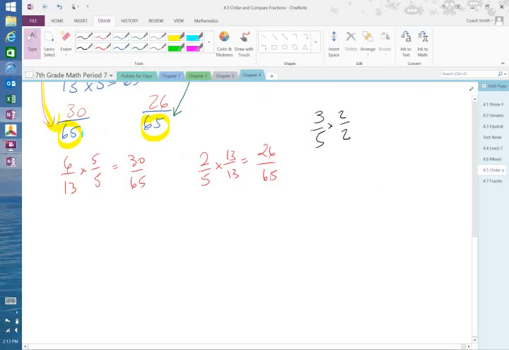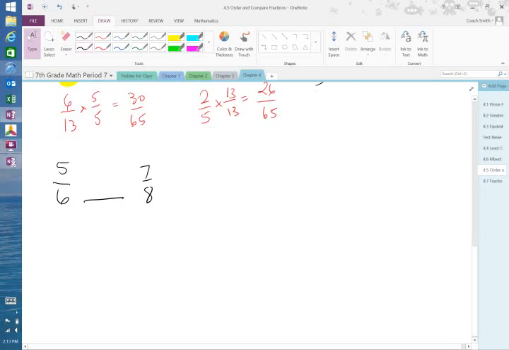All right, let's look at another one. 5 over 6 and 7 over 8. So this time I'll do it out to the side. We want to create a fraction from 7 over 8, and a fraction from 5 over 6, where the denominator is the same.